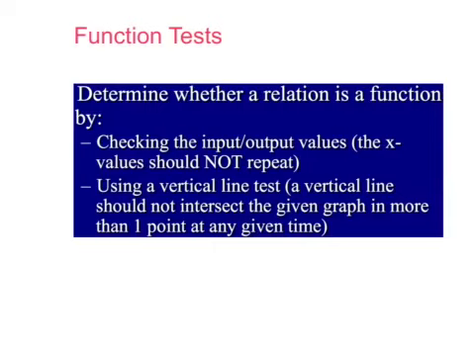The second test is the vertical line test. You use a vertical line across your graph, and this vertical line should not intersect the graph at more than one point at any given time.